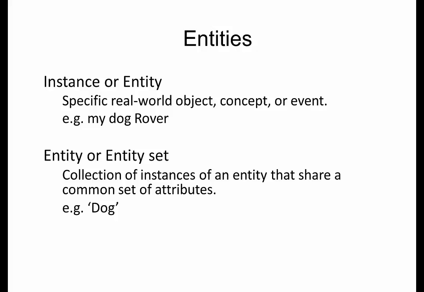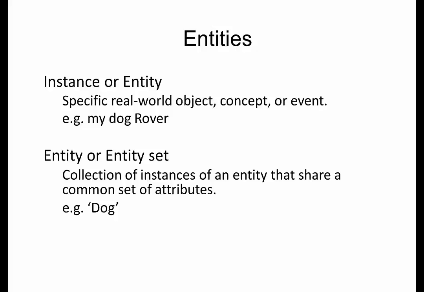So the first thing we need to know is about entities. It's about modeling entities, attributes, and their relationships. So what is an entity? Again, we've got this problem of people using different words to mean the same things. An entity can be used to describe a specific real-world object, concept, or event. So for example, my dog Rover, not that I own a dog called Rover, but it's a real dog, and its name's Rover. That is sometimes called an entity, but I tend to call it an instance. And I think most people use instance.